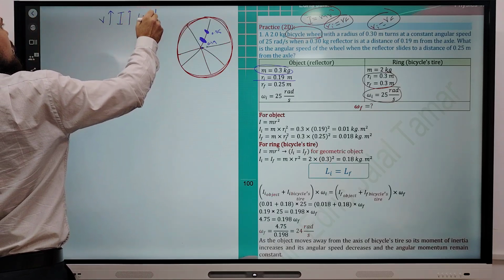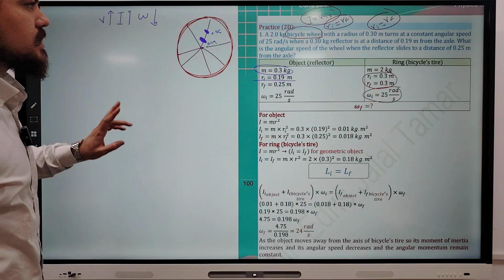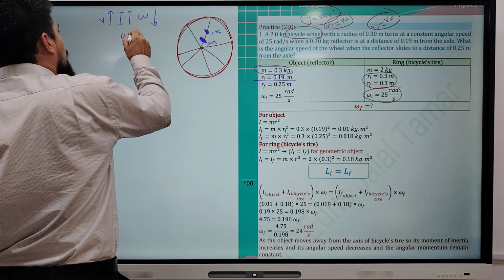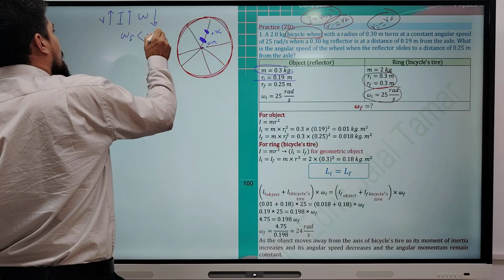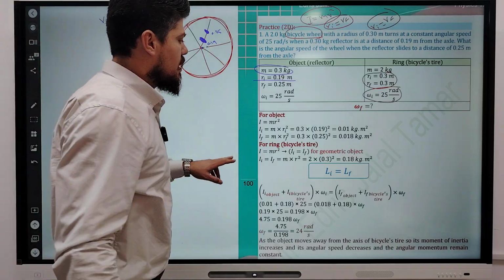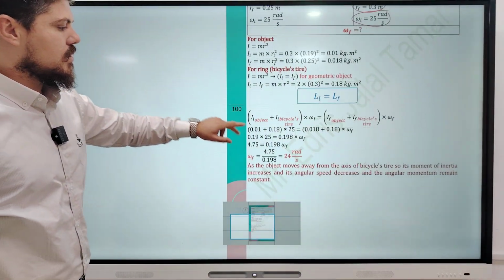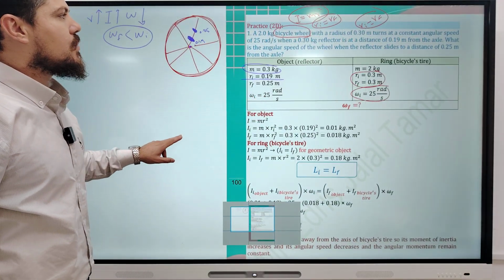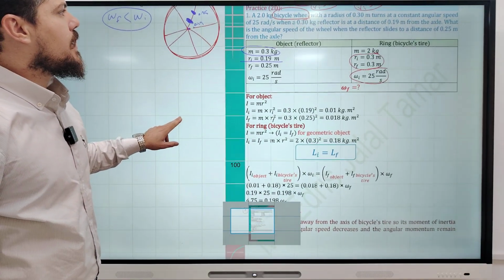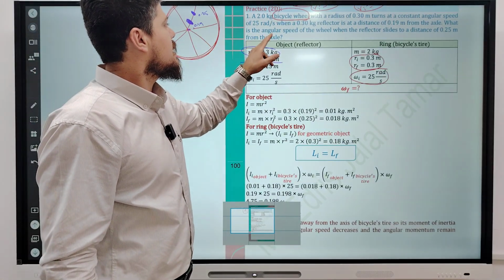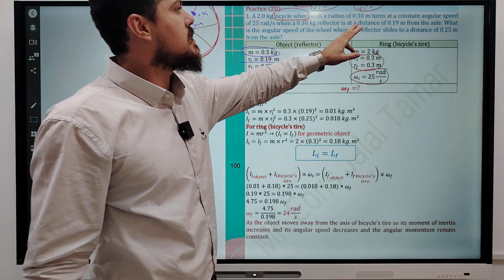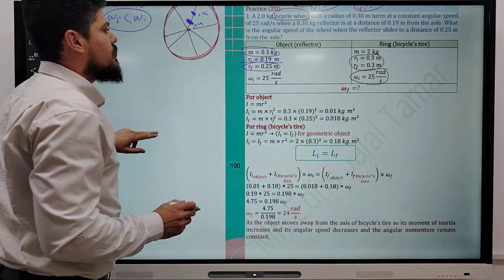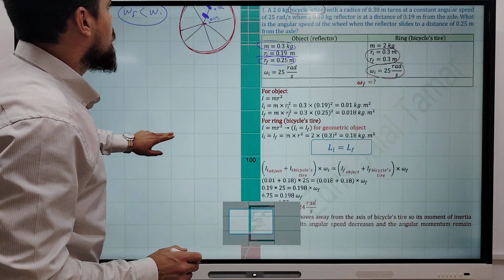But its angular speed must decrease. So omega final must be less than omega initial. Without solving, you can know which angular speed is bigger. The final angular speed is less than the initial angular speed, which was 25 radian per second. What is the angular speed of the wheel when the reflector slides to distance 0.25? R final is 0.25 meter.